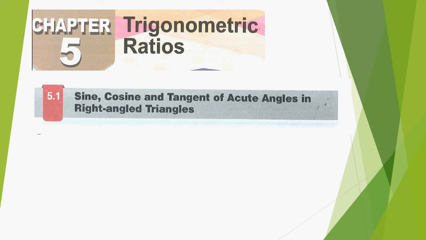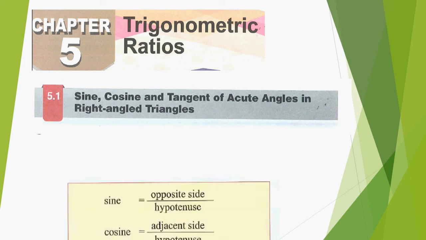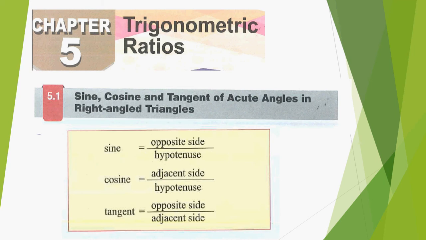We have three trigonometric ratios: sine, cosine and tangent. The sine, cosine and tangent of acute angles in right angle triangles, we can find using this formula. The first one is sine. Sine is the opposite over hypotenuse. Cosine is adjacent side over hypotenuse. Tangent is the opposite side over adjacent side.